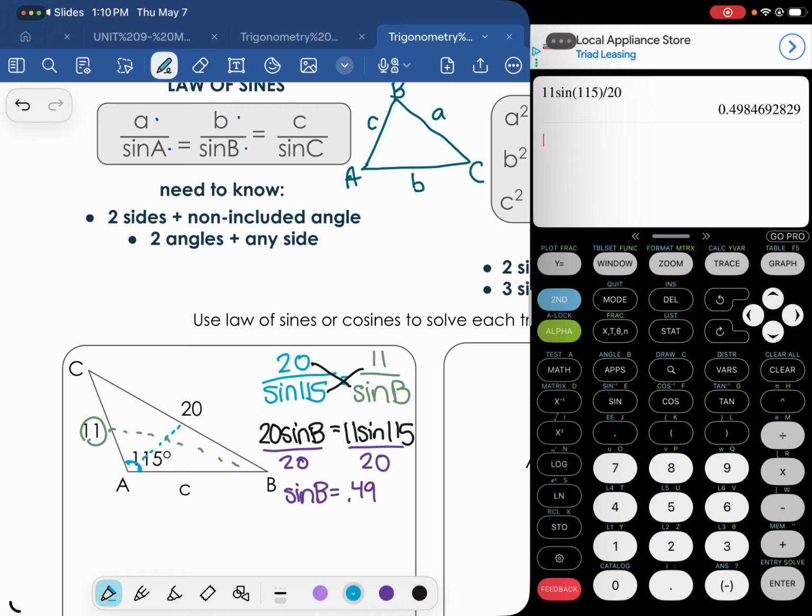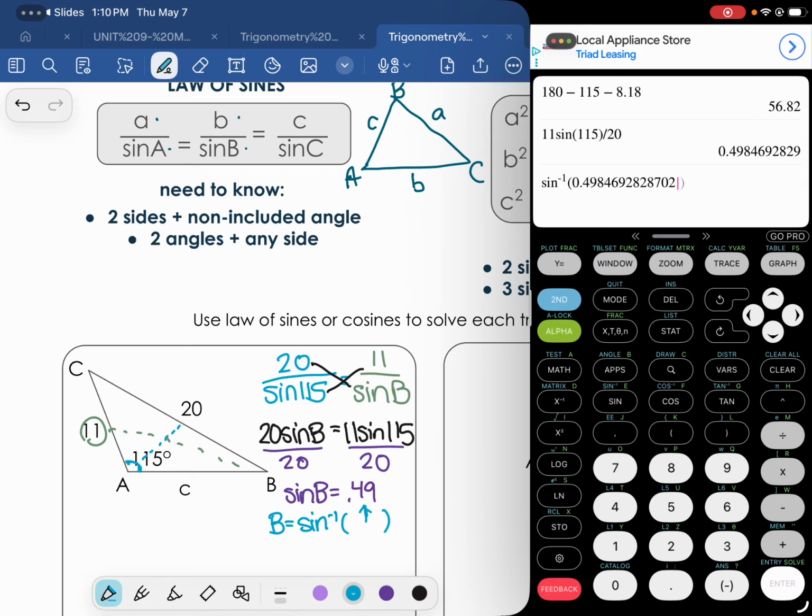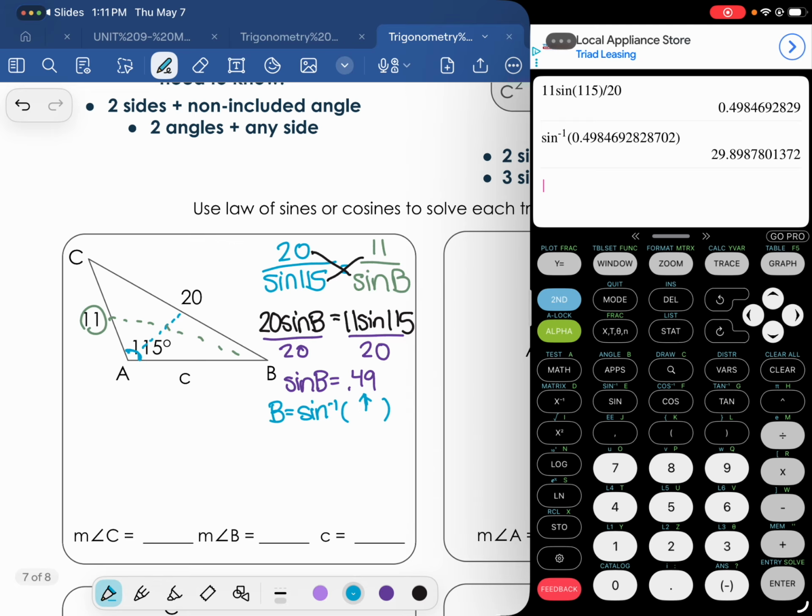Now, how do I get rid of a sine? I can't divide by it. I have to do sine inverse. And I'm just going to draw an up arrow because I'm not actually going to type 0.49. I'm going to hit second sine and then go to the up arrow and enter that whole decimal in. So it turns out that B is about 29.90 degrees.